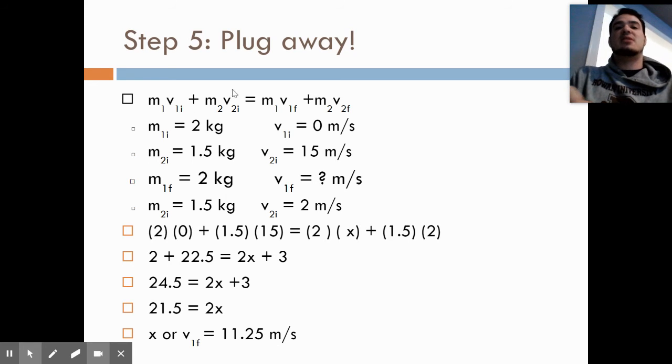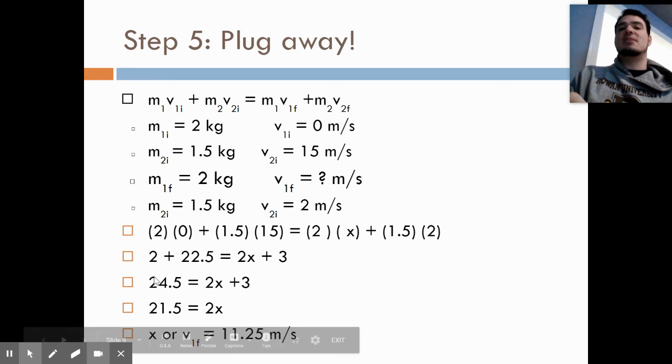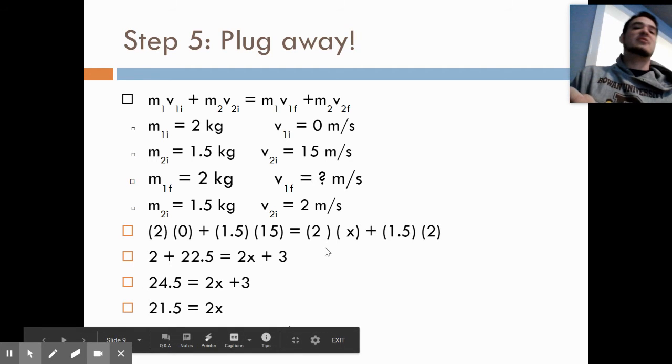So we have 2 and a 0. We have a 1.5 and a 15. We have 2. I'm going to just write X, guys, for right now. And then we're going to add these two numbers together. So boom, we got all of these numbers multiplied together. I'm going to add the left side. So we have 24.5 and then the 2X plus 3.